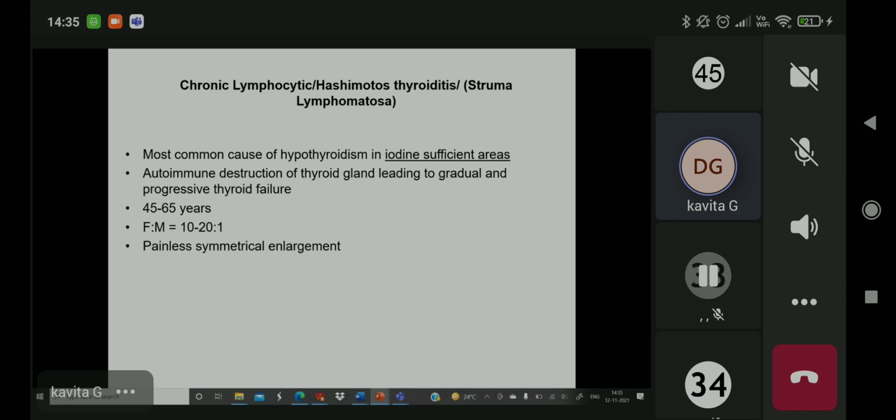Out of all the AITDs, you have Hashimoto's thyroiditis or struma lymphomatosa. This is the most common cause of hypothyroidism in cases where you already are taking iodine. A female age group, more common than not. Middle age to elderly, and basically a rubber-like, lymph node-like large enlargement of the thyroid gland on gross.